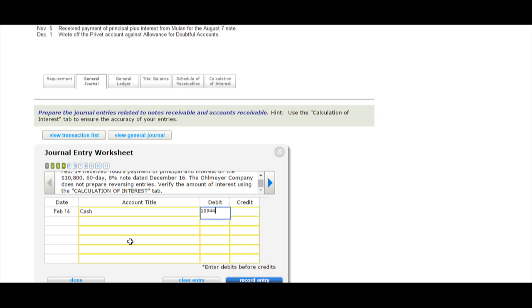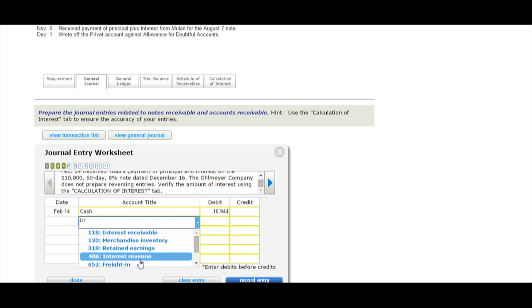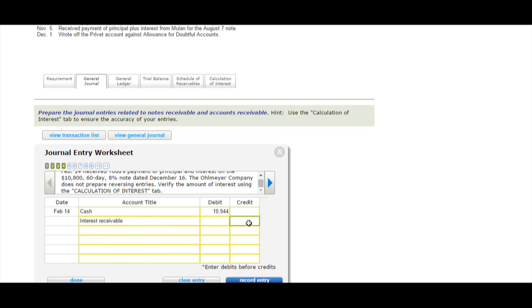There were 15 days in 2014 during which the note accrued interest. This is one of the entries you didn't have to do, so think about it. You would have recorded interest receivable and interest revenue for 15 days for a total of $36. This interest is now being collected, so you have to credit interest receivable for that amount and record revenue for the 45 days in 2015.